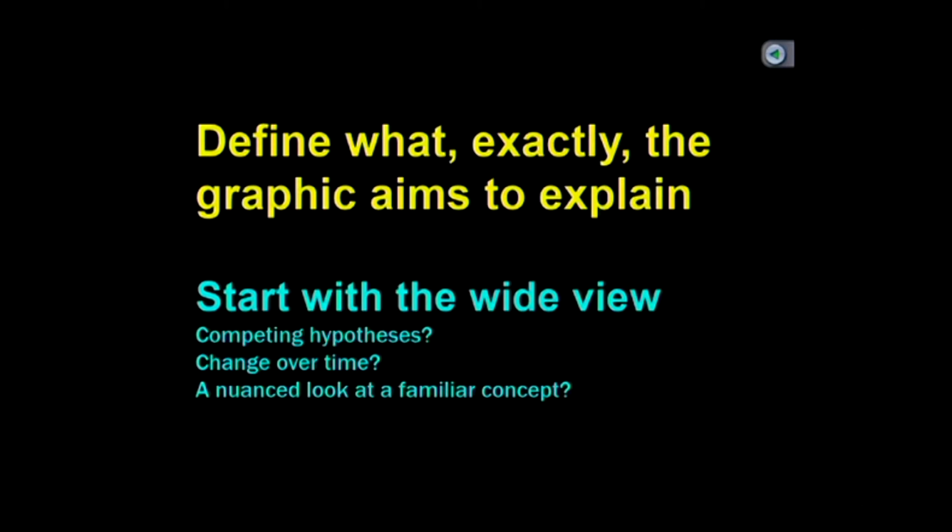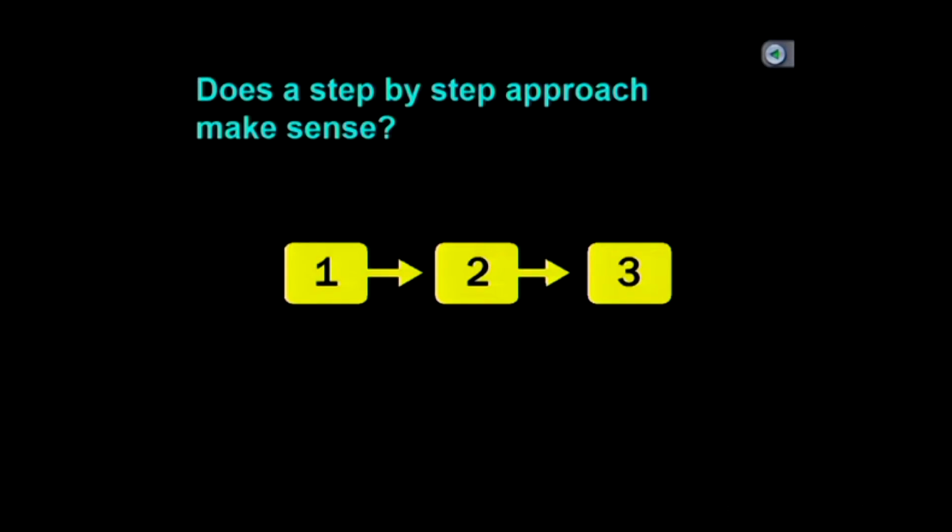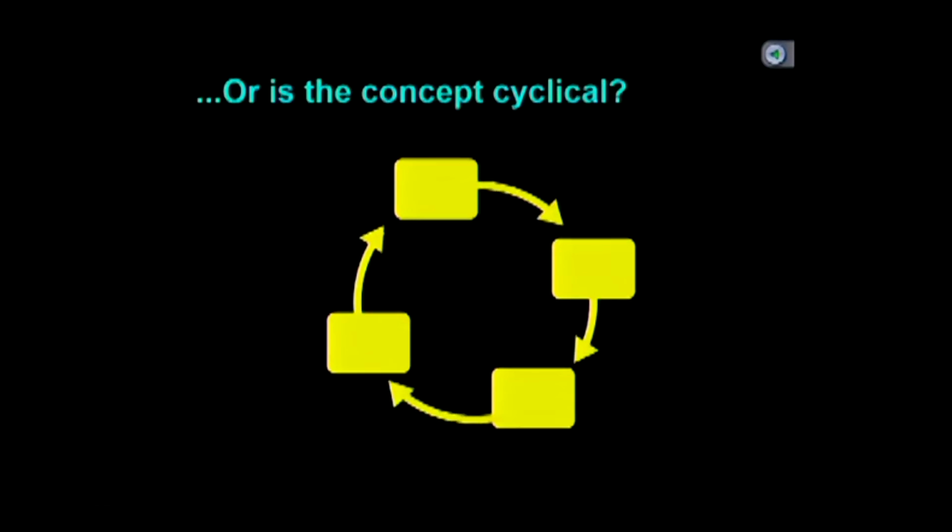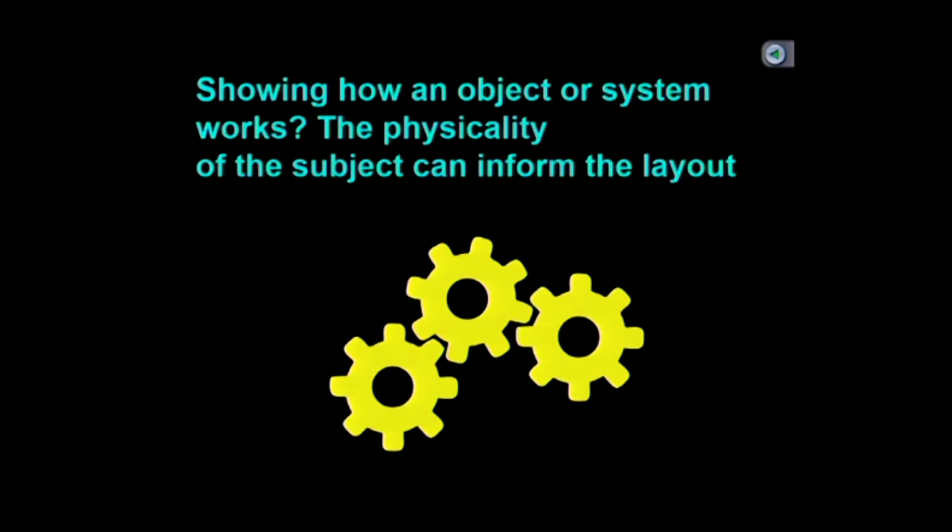Are we comparing and contrasting competing hypotheses, showing change over time, providing a nuanced and updated look at a familiar concept? Then I organize the content into a visual form that is informed by that overarching goal. For example, does a step-by-step approach make sense? Or is the concept cyclical? Are we showing how something works? If so, the physicality of the subject might inform the layout.